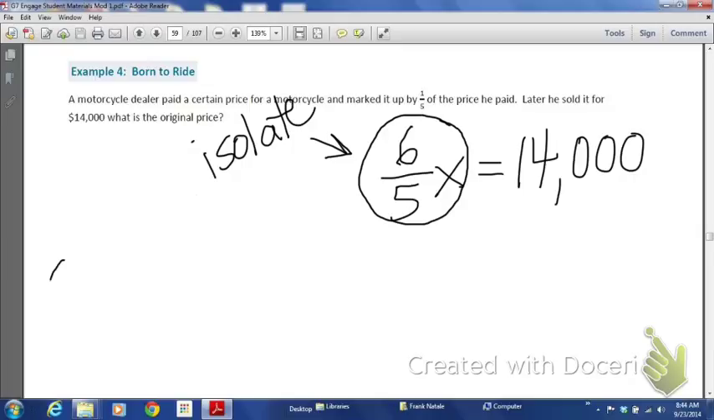So if I have 6/5 X divided by 6/5, because if I divide anything by itself, it's going to equal 1, that's going to cancel out and leave X by itself.